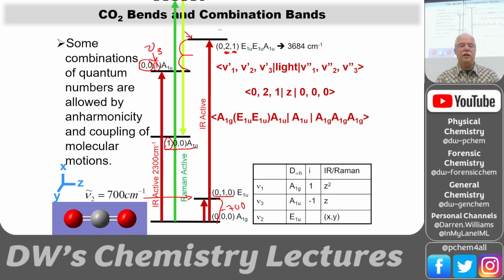And then this one is the 2 nu 2 plus nu 3 combination band. So we've excited the second vibration twice and the third vibration once. And that's the energy of that, because it's the 2300 here plus 700 plus 700 again. So you add up all of those frequencies, 2 of vibrational frequency number 2 and 1 of vibrational frequency number 3, add all that together and you get the location of the combination band. It's not exact, but it's close.